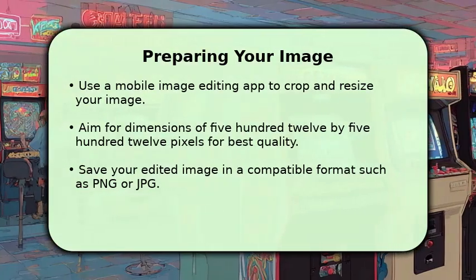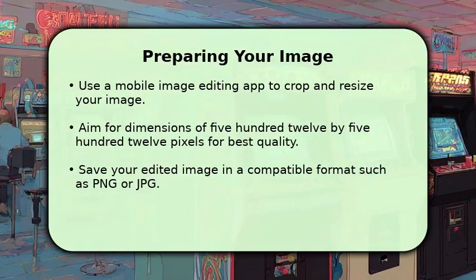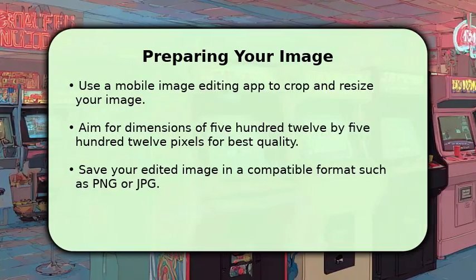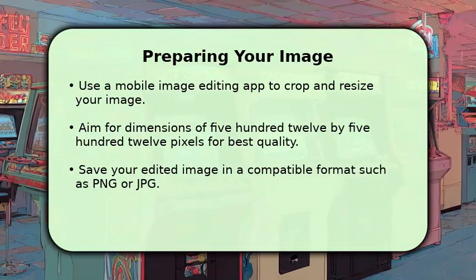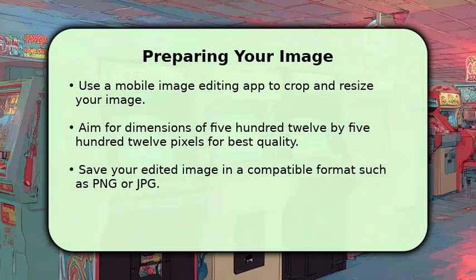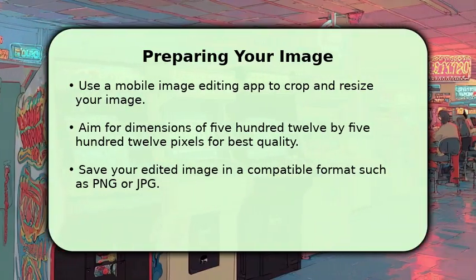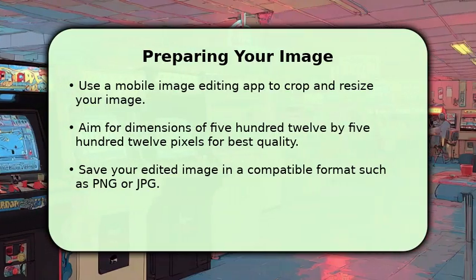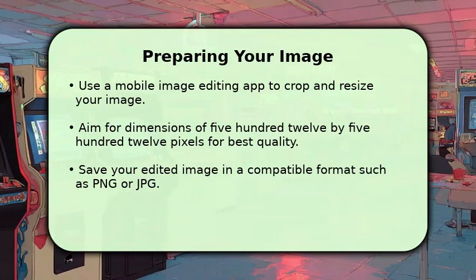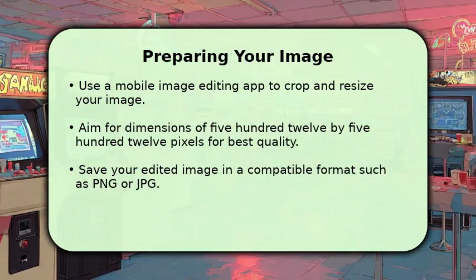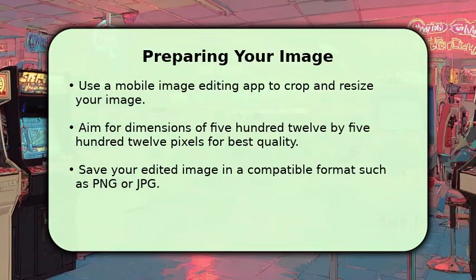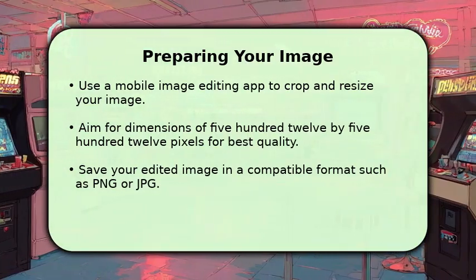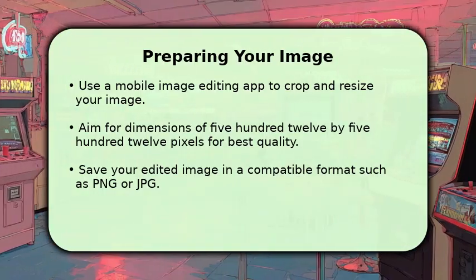Now that you have your image, let's prepare it. Open your chosen image editing app on your mobile device. You'll want to crop and resize your image to optimal dimensions, typically 512 by 512 pixels, for the best quality on Roblox. Ensure the background is transparent if desired, and then save your edited image in a compatible format like PNG or JPG. This step ensures your decal looks crisp and professional.